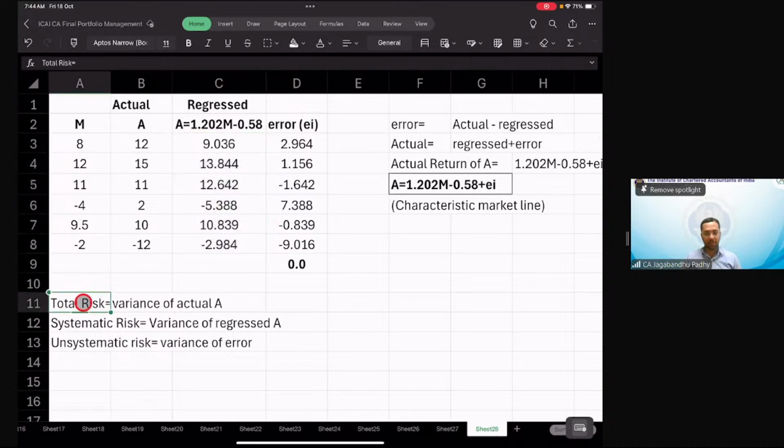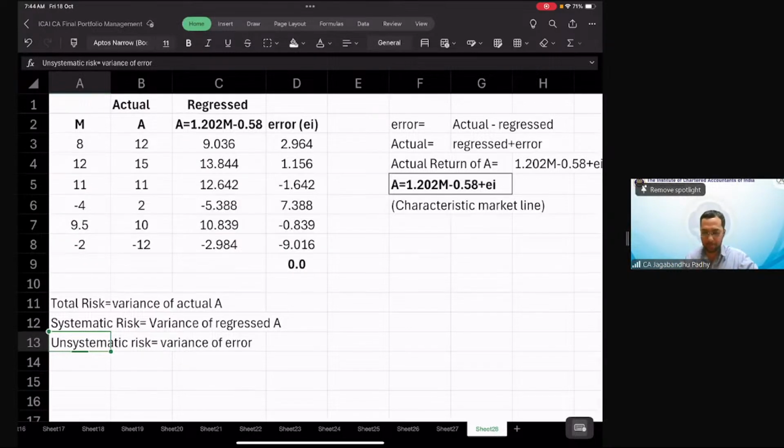So total risk is basically the variance of actual A. Systematic risk is the variance of the regressed returns. And unsystematic risk is the variance of the error term.